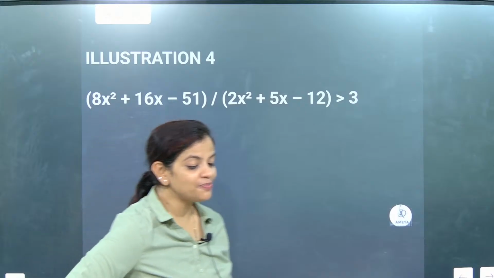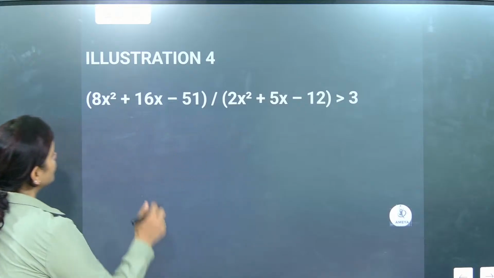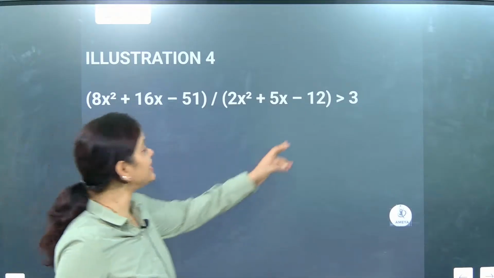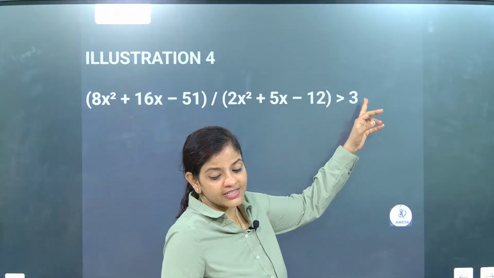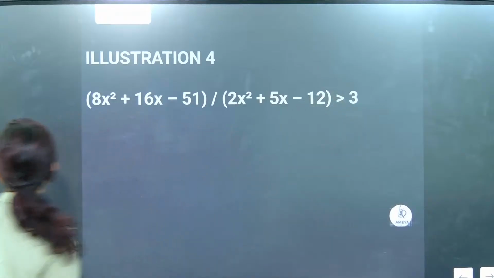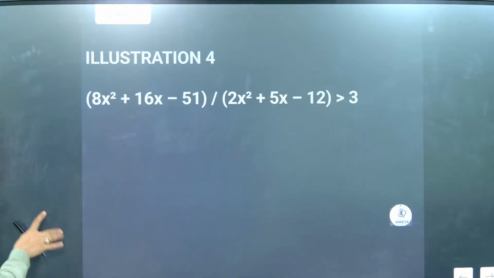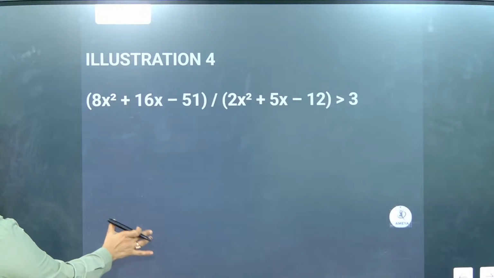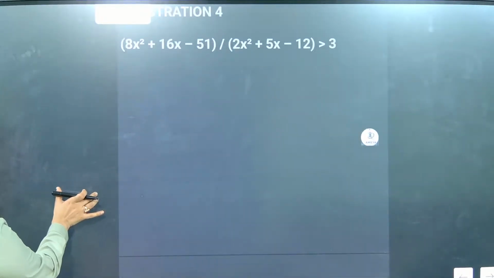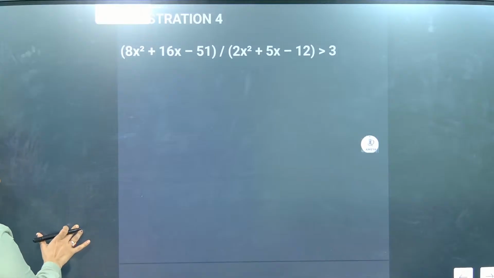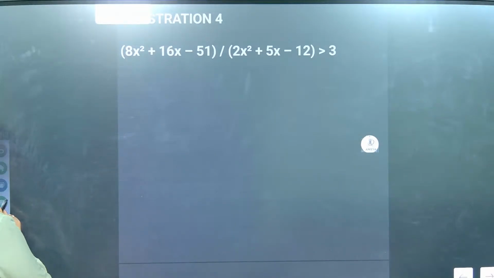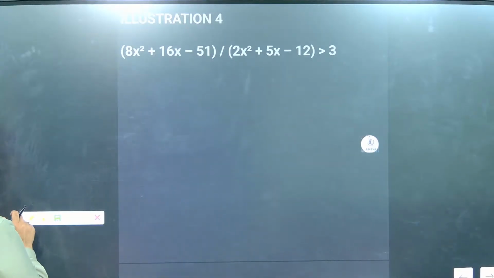Shall we solve the question, please? This is a very tough question. Now look here. First work, what are we going to do? See, it is greater than 0. Here 3 is there. Our first work is to shift this to this side. Without shifting, don't solve the question.